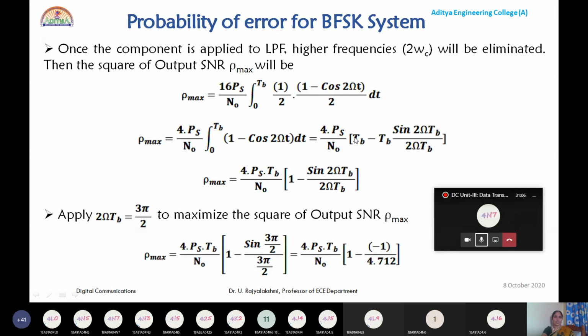Now, you can take TB as common, the T suffix B, which is the bit duration, from these two terms. If you take TB as common, you will get 4 PS into TB divided by N naught into 1 minus sin 2 omega TB divided by 2 omega TB.